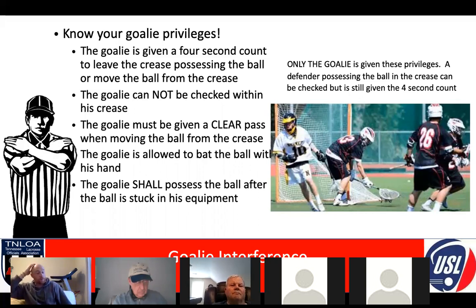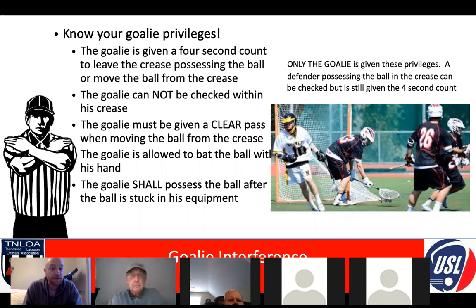Now, this next one, we're going to watch this a couple of times. We're going to talk about this a little more, is the goalie interference call. Goalie interference. Biggest thing with a goalie interference call is knowing your goalie privileges. The goalie is given certain privileges over other players on the field. Number one, the goalie is given a 4-second count where he cannot be touched to leave the crease while possessing the ball, or is given 4 seconds to move the ball from the crease.